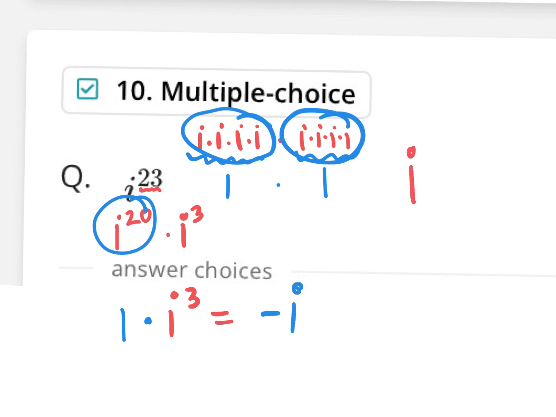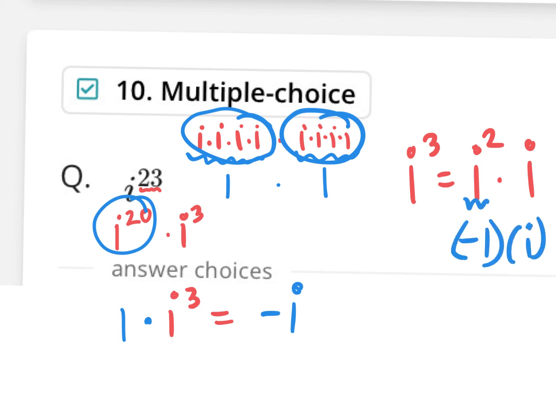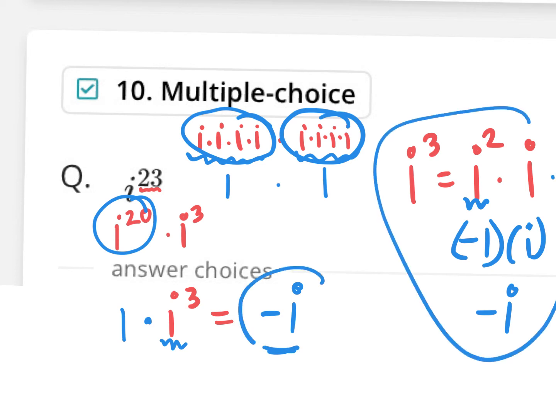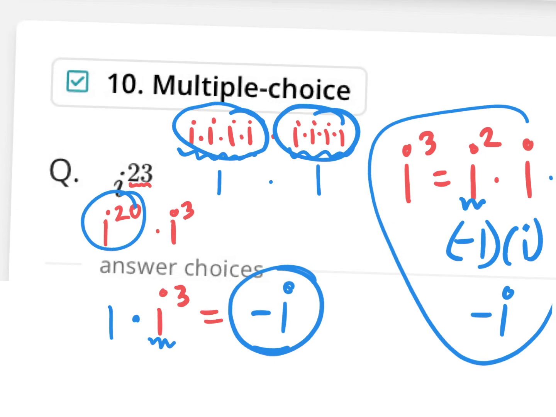i to the third is really i squared times one more i, right? And what is i squared? That's -1. And what is -1 times i? -1 times i is -i. So if you forget that i to the third is -i, you could always work it out to get your answer, -i. So your answer on this question is -i. Let's move on to the next question.